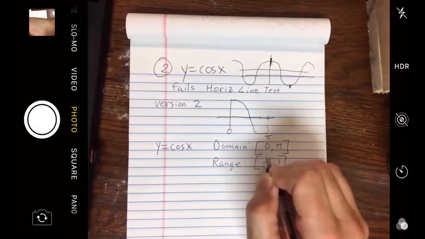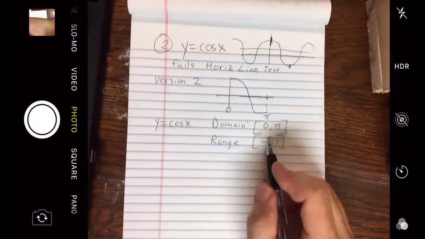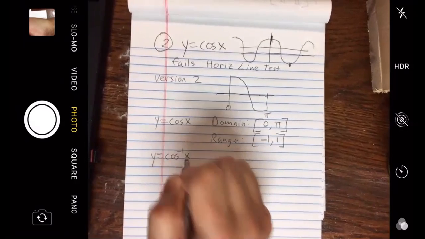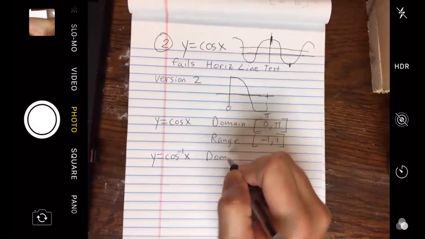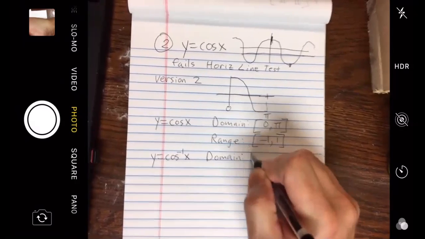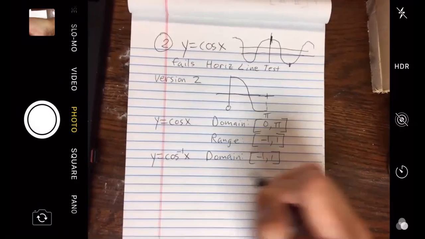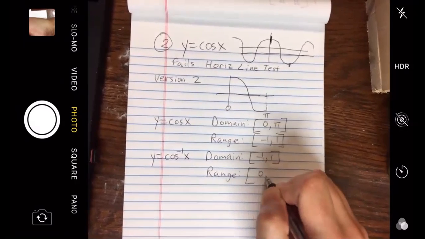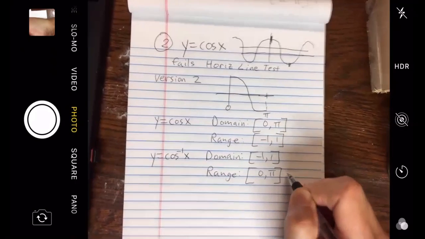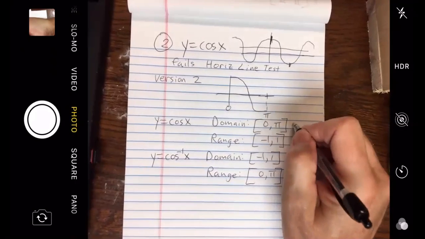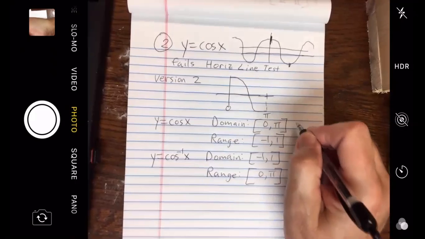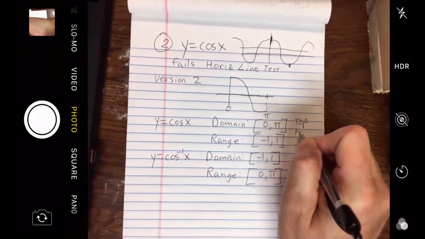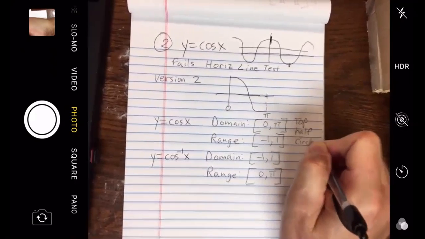Notice I'm using brackets on all these because all these values are included. Y equals arc cosine x, therefore, has a domain -1 to 1, and range 0 to pi. Top half circle. The range of arc cosine is the top half circle, top half circle on the unit circle.